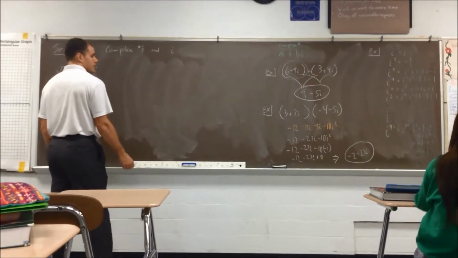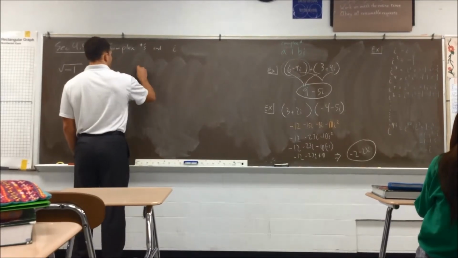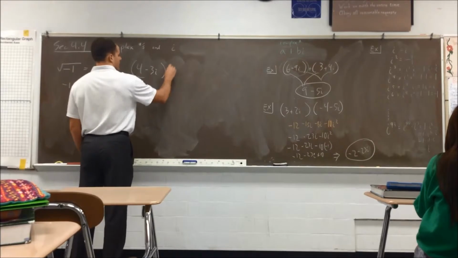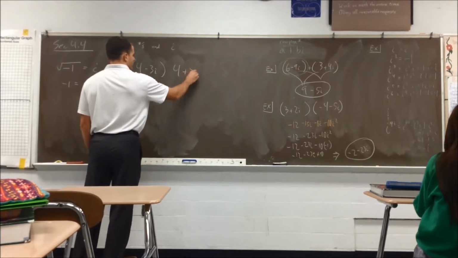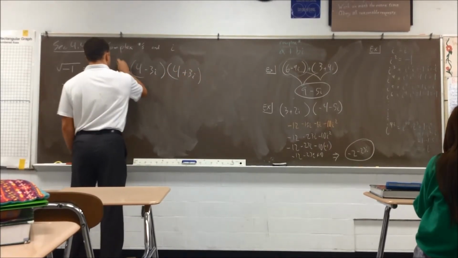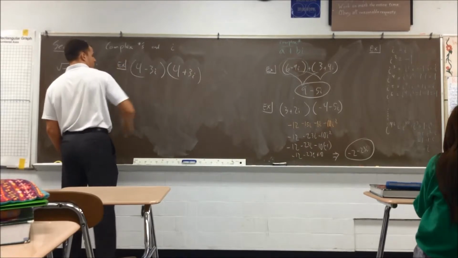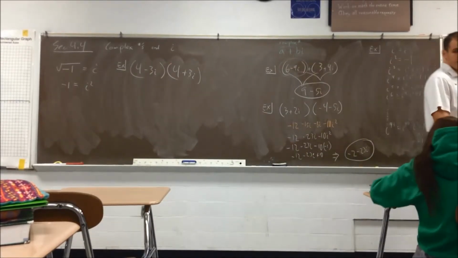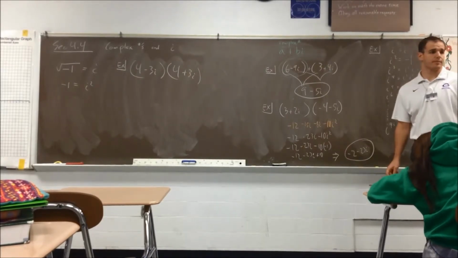Let's see here. 4 minus 3i times 4 plus 3i. You're going to notice something super cool here. Go ahead and distribute that.